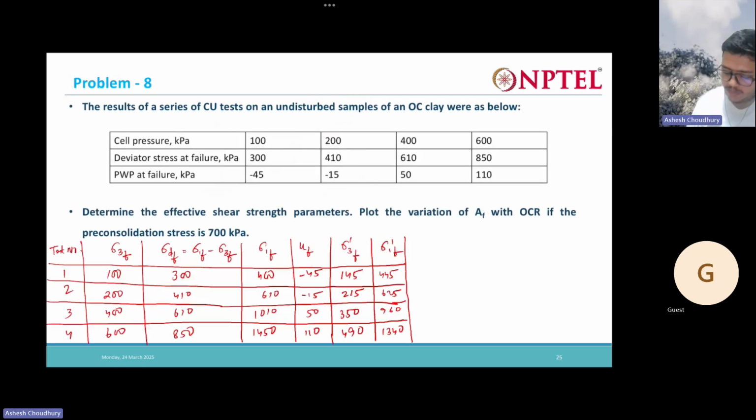Now, what is the next part? Plot the variation of AF with OCR. So, what is OCR? Over consolidation ratio. What is over consolidation ratio? It is nothing but the ratio of the initial stress to the present value of stress. That gives us the over consolidation ratio.